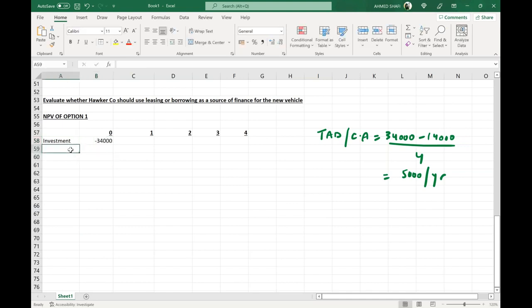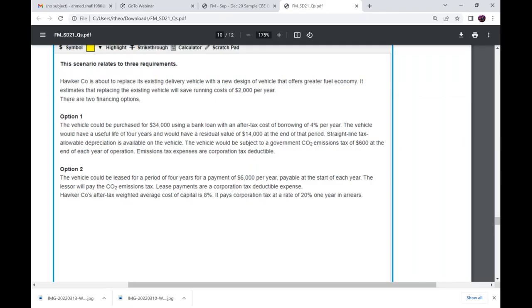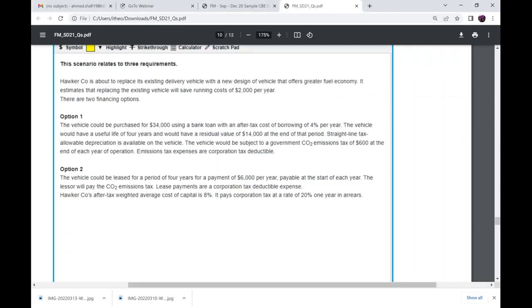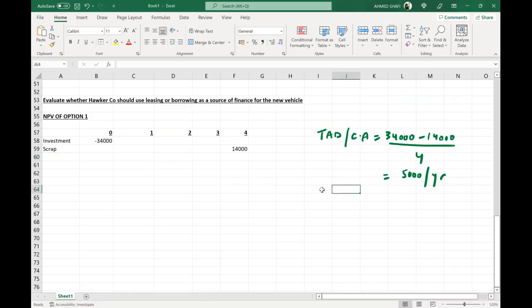Then, what does it mention? The vehicle would have a life of 4 years and a scrap value of 14,000 at the end of that period. So at the end of that period, it will be scrapped. Scrap is an inflow, 14,000 positive. Straight line tax allowable depreciation is available. You know, tax allowable depreciation results in tax savings, so you can make a tax allowable depreciation format as well. Your TAD or capital allowances tax savings at 20%.